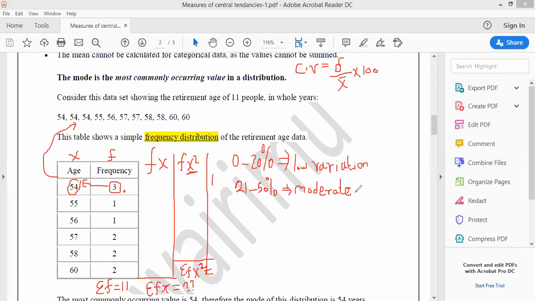So in case you compute your CV, most probably such big fluctuations will result in a CV value lying between 51% all the way to 100%. Any value in this range would represent a case of high variation, which is a signal to the business that things are not okay, and you need to do something. A moderate variation and a low variation are good to rely upon.